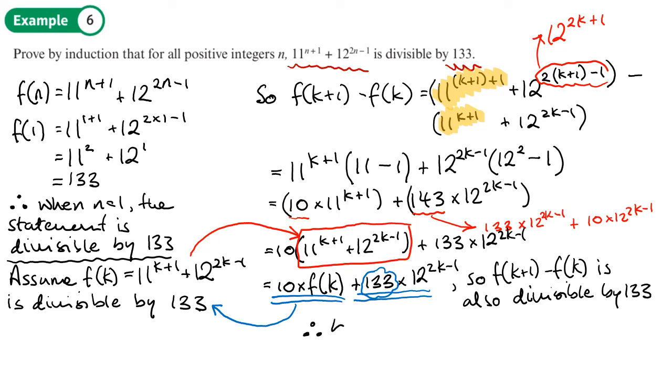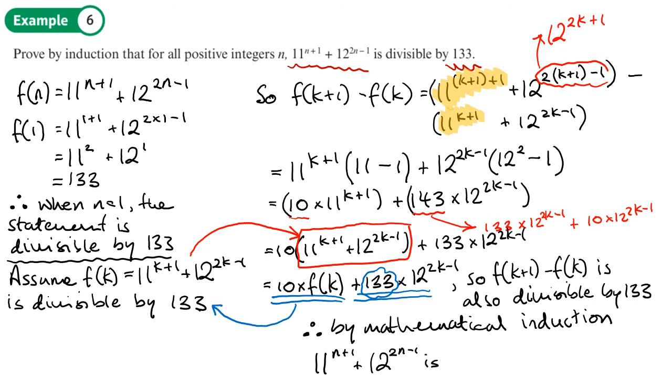Therefore, by mathematical induction, because we've said all our bits as we've gone along, we don't need a huge essay at the end. By mathematical induction, 11 to the power n plus 1 plus 12 to the power 2n minus 1 is divisible by 133 for n any positive integer. So you should now do exercise 8b on page 162.